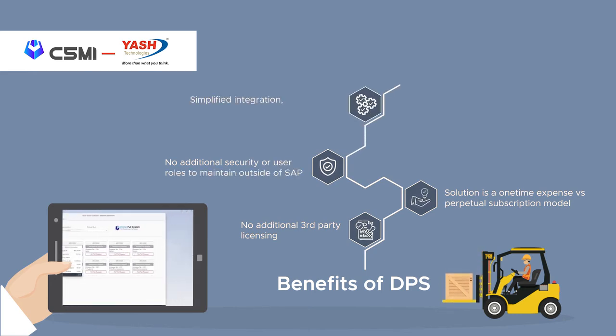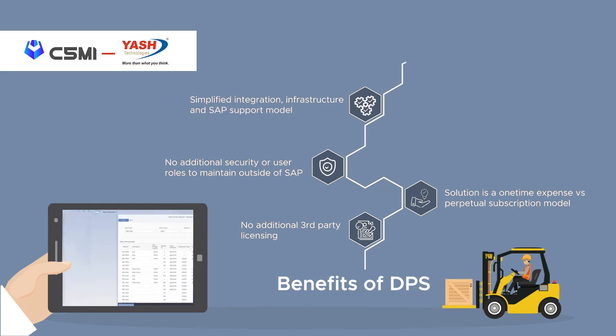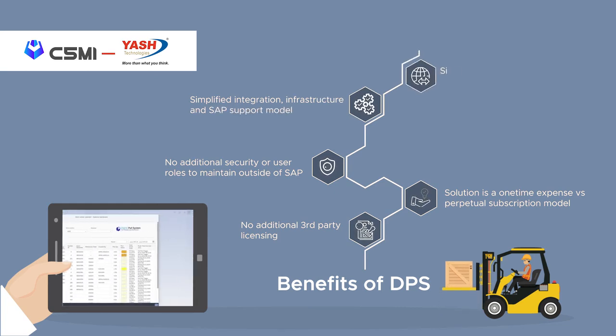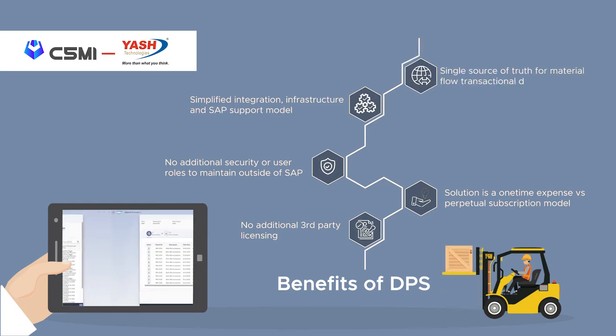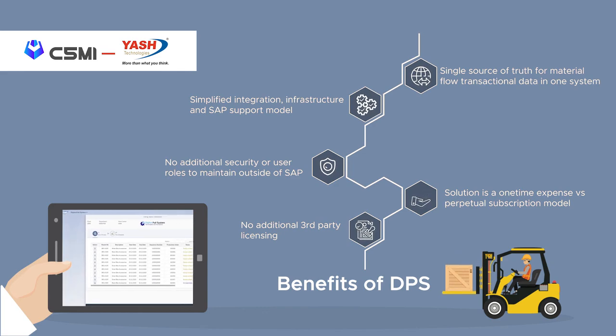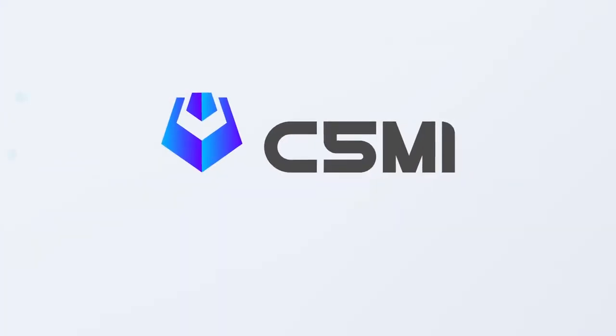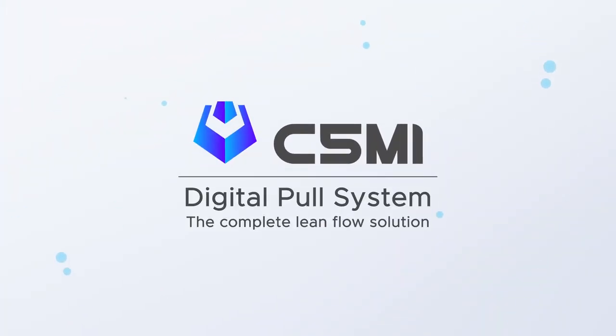It offers simplified integration, infrastructure, and SAP support model. A single source of truth is available for material flow transactional data in one system. Hit the ground running with C5MI's Digital Pull System for all your Kanban requests.